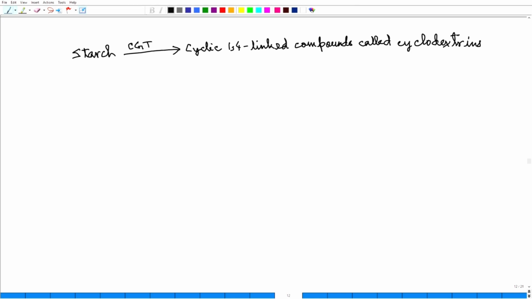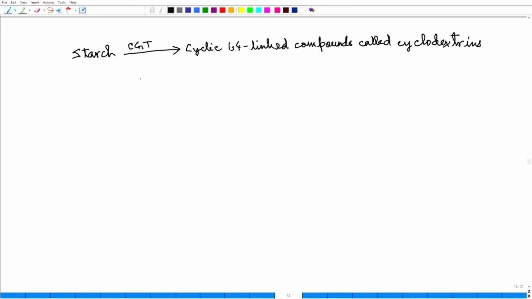Okay. So, we take starch and degrade it with the glycosyltransferase enzyme. It does not require water. It gives cyclic 1,4-linked compounds called cyclodextrins. So, these are the primary products. Some linear molecules are also formed.